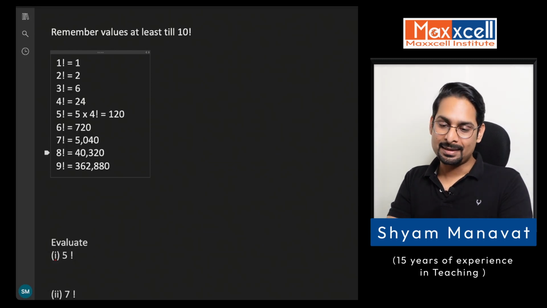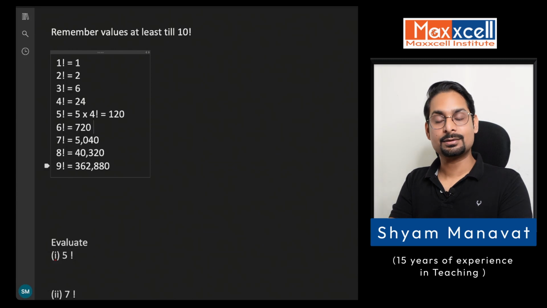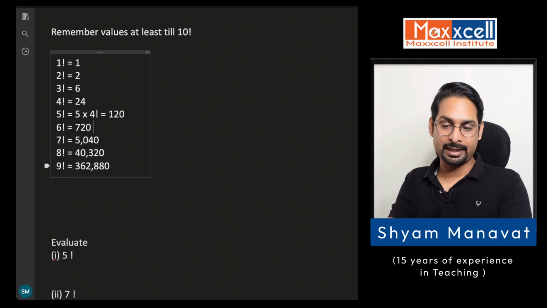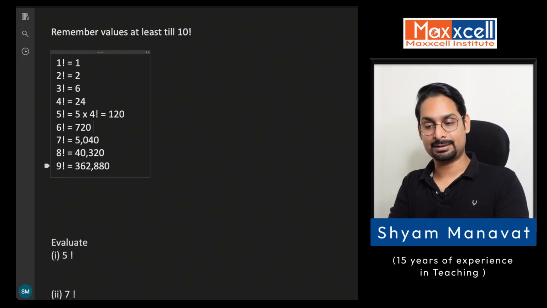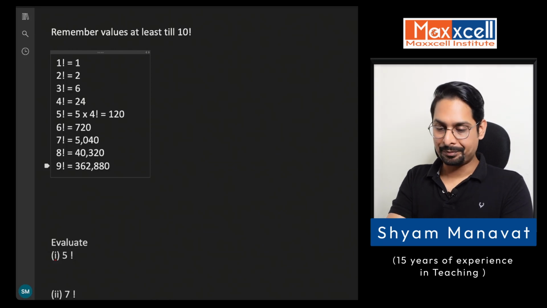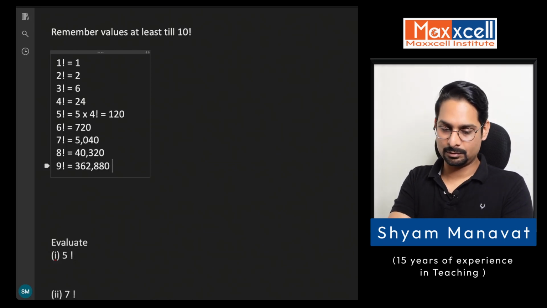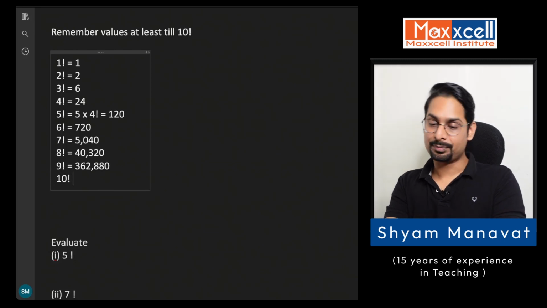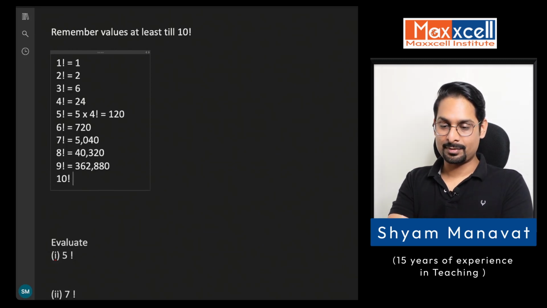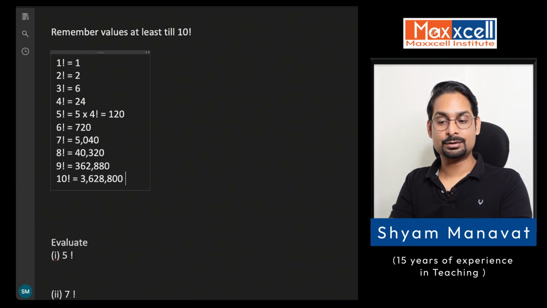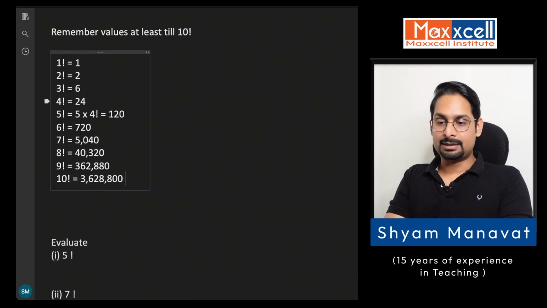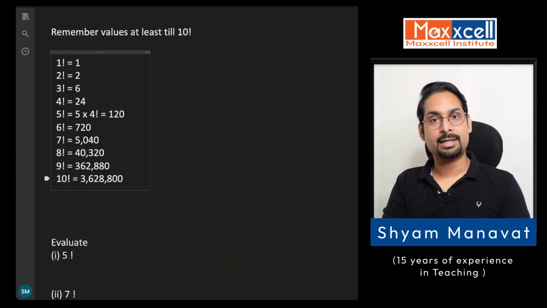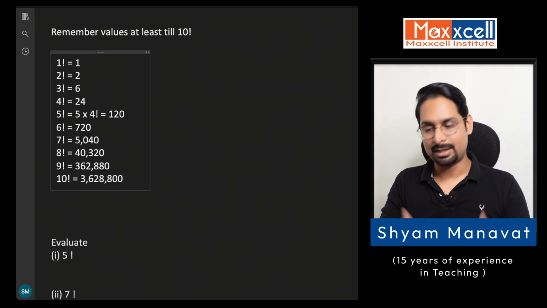40320. 9 factorial is 362880. Okay. And 10 factorial, no hassle, because we just need to put 10 next to 9 factorial value. Okay, so it's 3628800. It's very important to remember 1 factorial till 10 factorial so that your calculation can be a little faster.